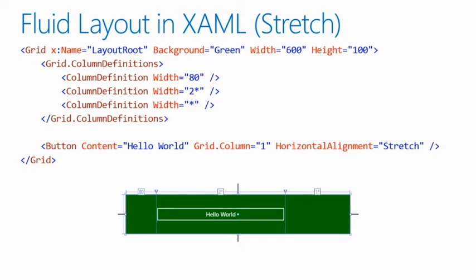So if you do put a control in that column that's now scaling, and by the way, in this case, we've got 2 star and 1 star effectively. So this will always be twice as big as this, and because we're stretching, this button will stretch to fill. Not the greatest aesthetic for a button, but for other controls, it might make sense, like a text box or a text block of some kind.